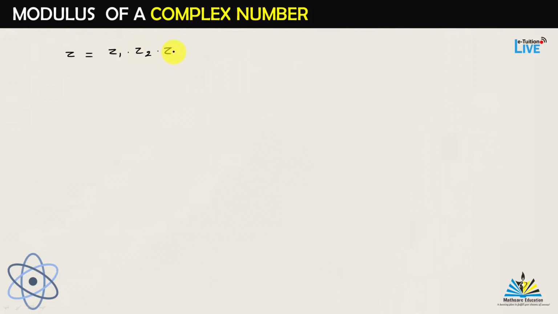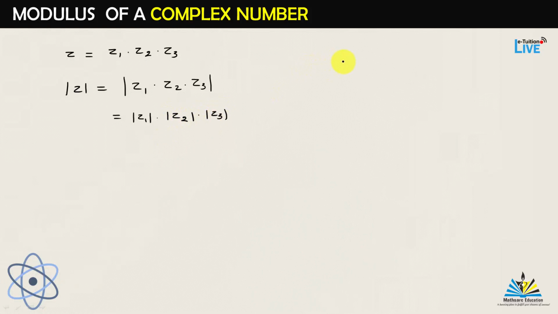There is some basic property of modulus, like if we have z is equal to z1 into z2 into z3, then modulus of z is written as modulus of z1 into z2 into z3, that is mod of z1 into mod of z2 into mod of z3.